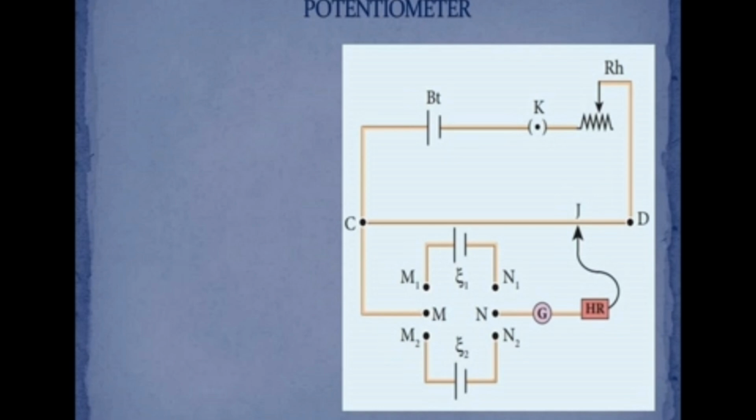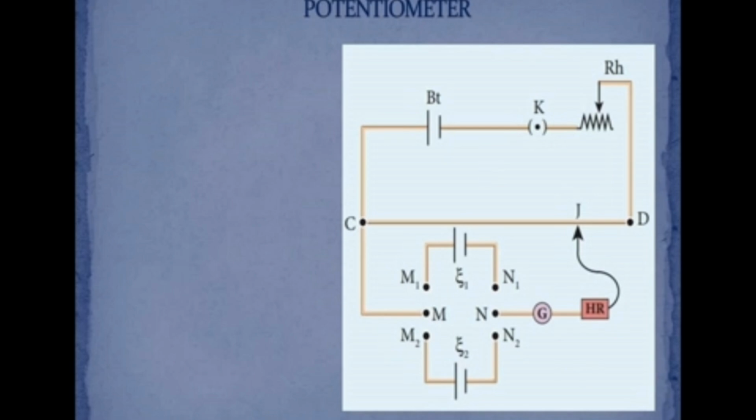So we know the formula for that principle of the potentiometer. So E is directly proportional to the balancing length. Here we have to calculate the CJ, that is the balancing length, for E1, and we can change the switch and calculate the balancing length for E2. Right? So initially, by using the DPDT switch, E1 is connected to the potentiometer.